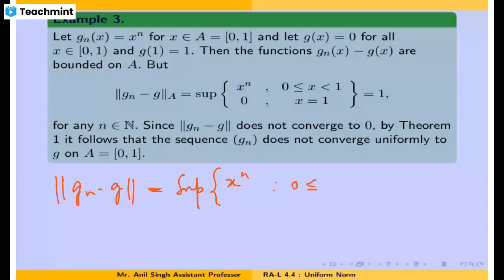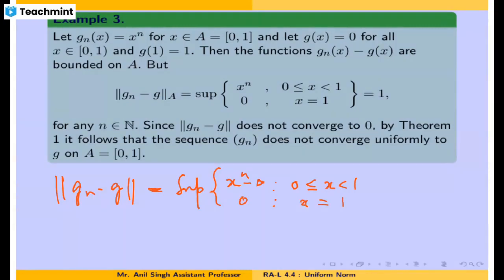It has to be x to the power n, because the limit is zero. The value of g_n is x to the power n, but the value of g is zero. If x lies between zero and one, I will club that in, and at x equal to one, the value of g is one and the value of g_n is also one.